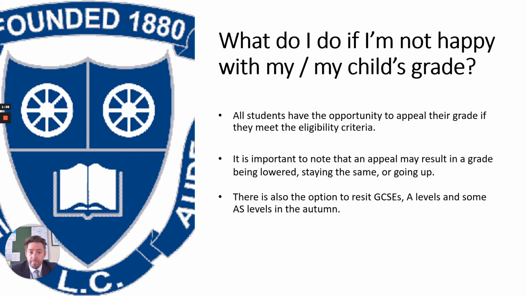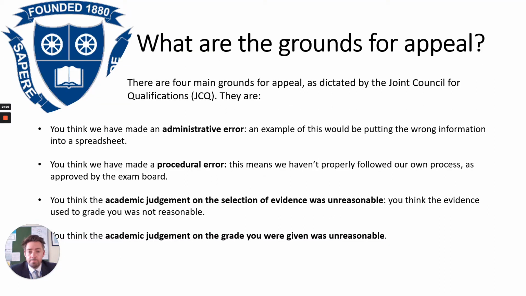All students have the opportunity to appeal their grade if they meet the eligibility criteria. It's important to note that an appeal may result in a grade being lowered, staying the same or going up. So if a student puts in an appeal and their grade is lowered, they will receive the lower mark. There's also the option to resit GCSEs, A-levels and some AS levels in the autumn, which may be preferable to some students. The design, content and assessment of these papers will be the same as in a normal year.